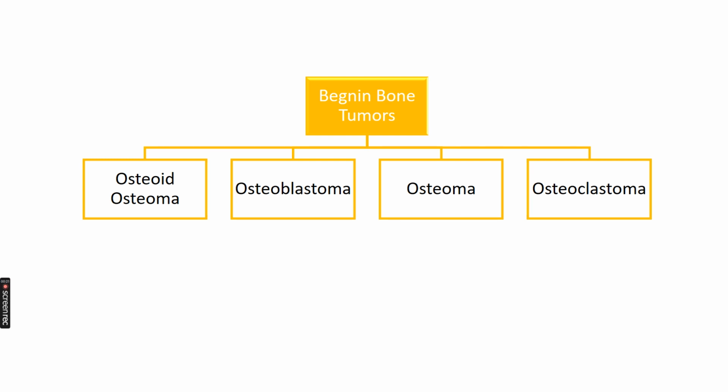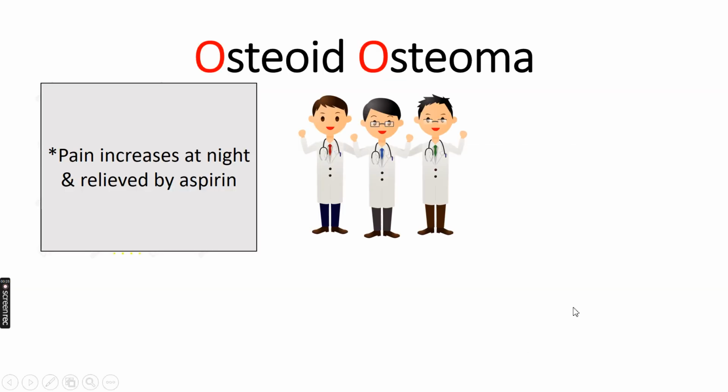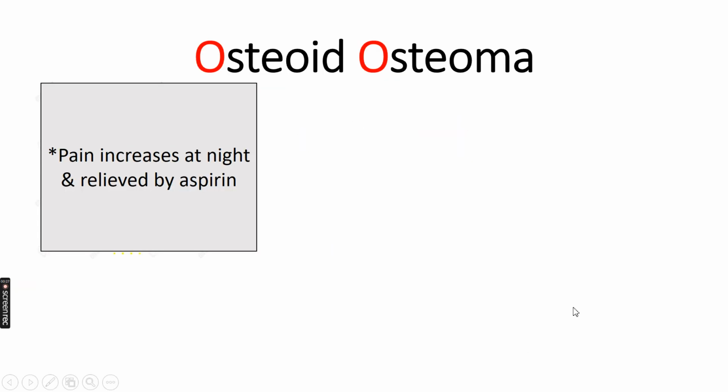This would remind us that the patient usually complains of severe pain. This pain usually increases at night and is relieved by aspirin. So the double O's is to remind us that the patient is always complaining of pain with this special feature. And you will find this sentence commonly in case questions to give you a hint that this case is talking about osteoid osteoma.